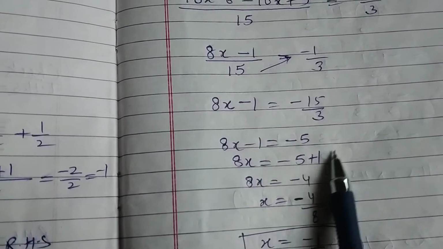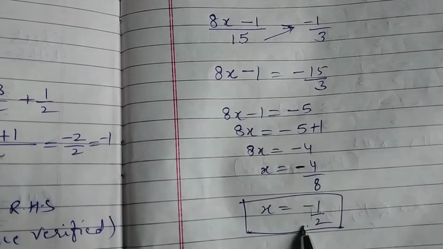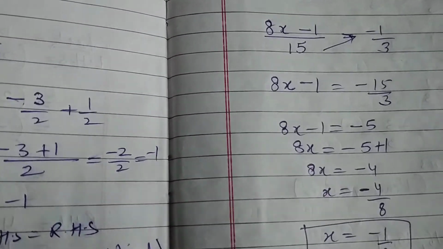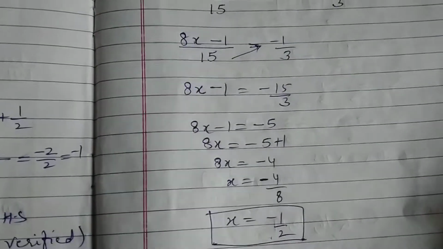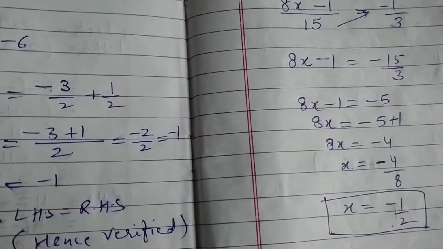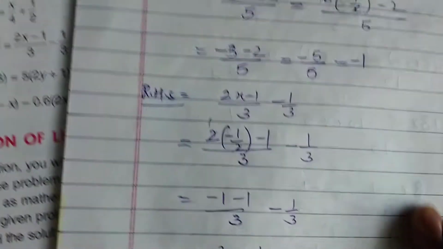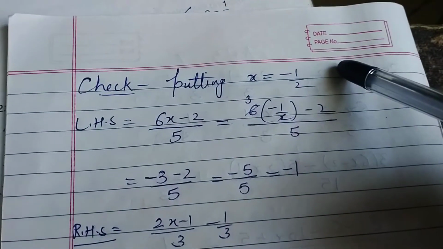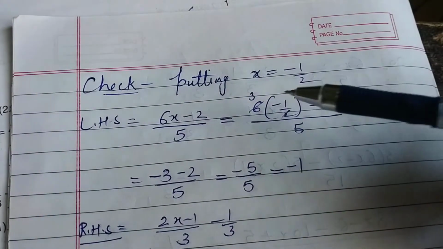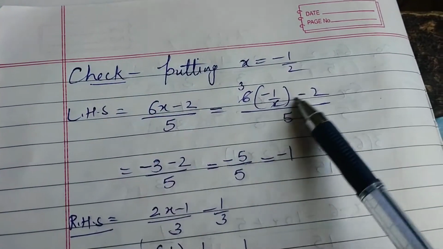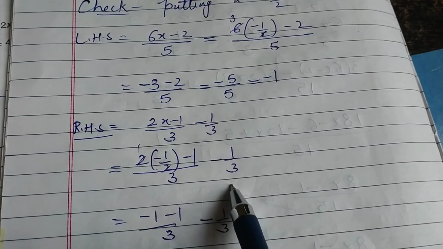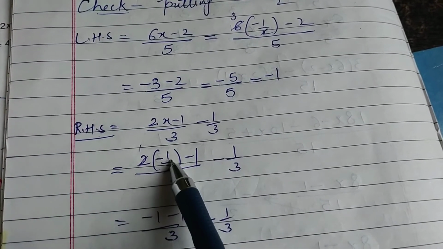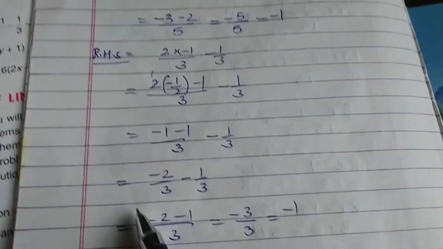Now transposing this, I know you can do this. Now this is clear to you, you can do. After getting this value we will check our answer. This is check, x is equal to minus 1 by 2. Here in LHS we put this value, x equals minus 1 by 2. After solving we get this value. This RHS is given this. Here we put this value of x. After solving we get this value.